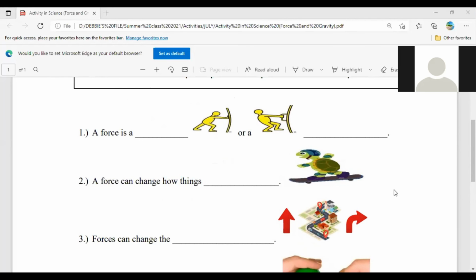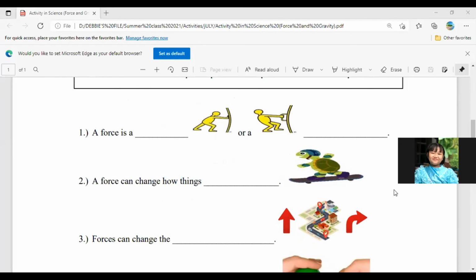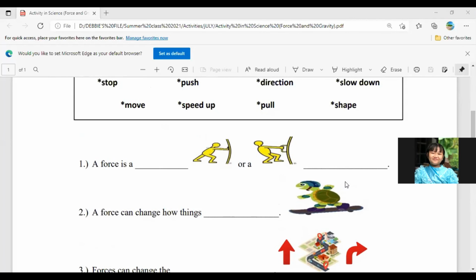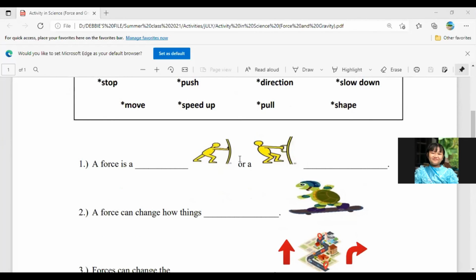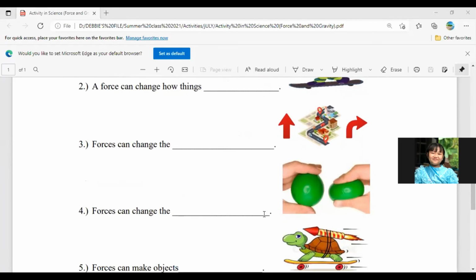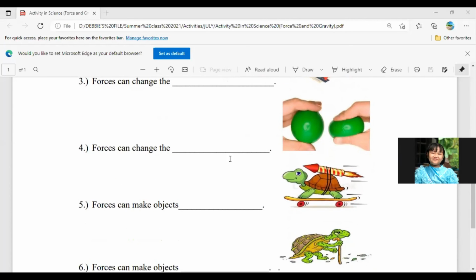มันเคลื่อนที่ยังไงเนี่ย เจ้าเต่าอยู่บนสเก็ตบอร์ดแล้วอ่ะ Okay, again, what are the words? We have here stop, move, push, speed up, direction, pull, slow down, shape. What is the answer? Number two. Move. Okay, so number two, the answer is move. A horse can change how things move. Number three, direction. Forces change direction. Number four, shape. Shape.